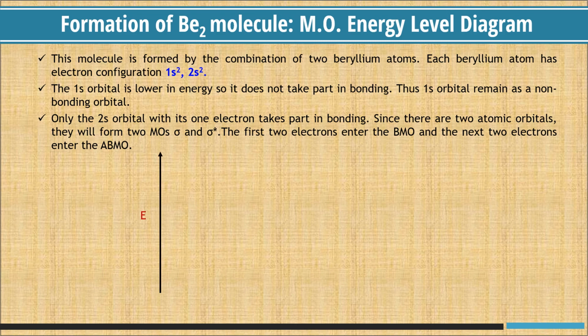Let us consider the molecular orbital energy level diagram. So this is the energy axis. This is the 2s atomic orbital of the first beryllium. This is the 2s atomic orbital of the second beryllium. Both beryllium atoms contain 2 electrons in their atomic orbitals.